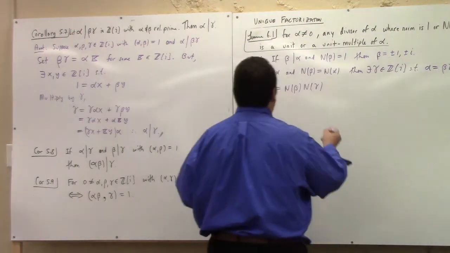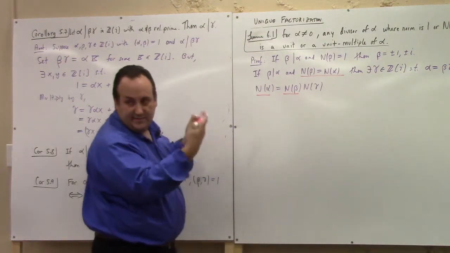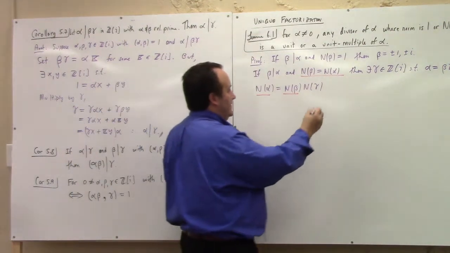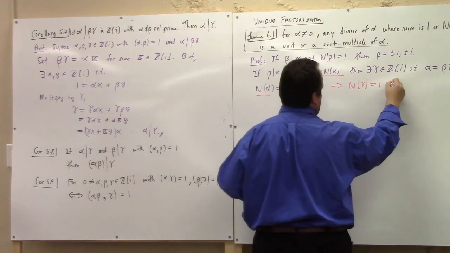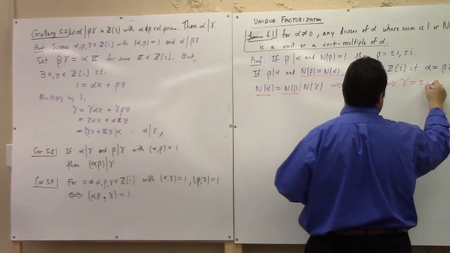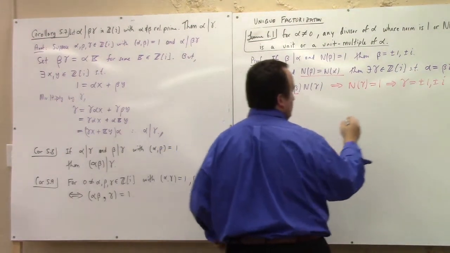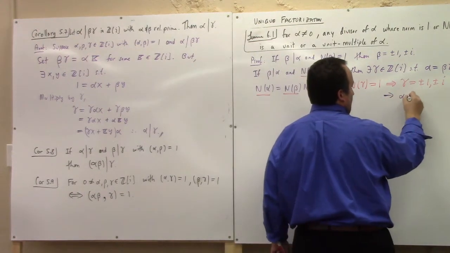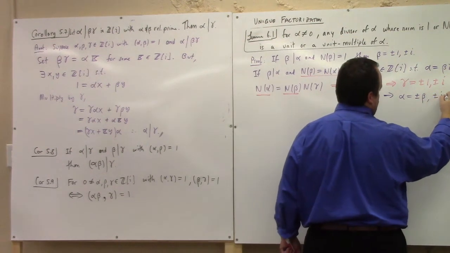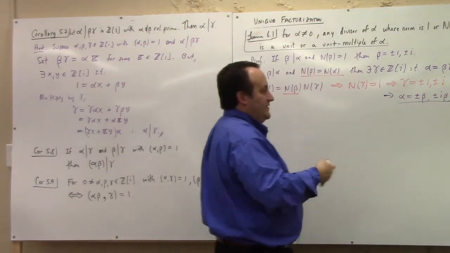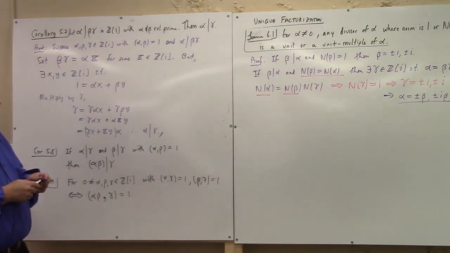Did you see it? So if these guys are equal, that means this and that are equal, so we can cancel them. And we again have the norm of something equal to 1, which implies that gamma is plus or minus 1 or plus or minus i. It's a unit, right? Which implies what? That alpha is equal to plus or minus beta or plus or minus i beta, which is to say that alpha is a unit multiple of beta. So that's how it goes.